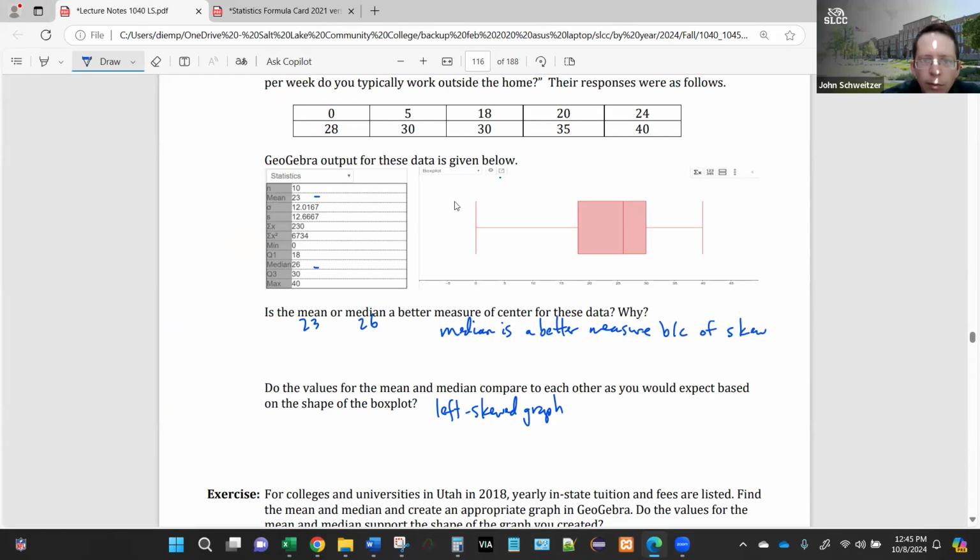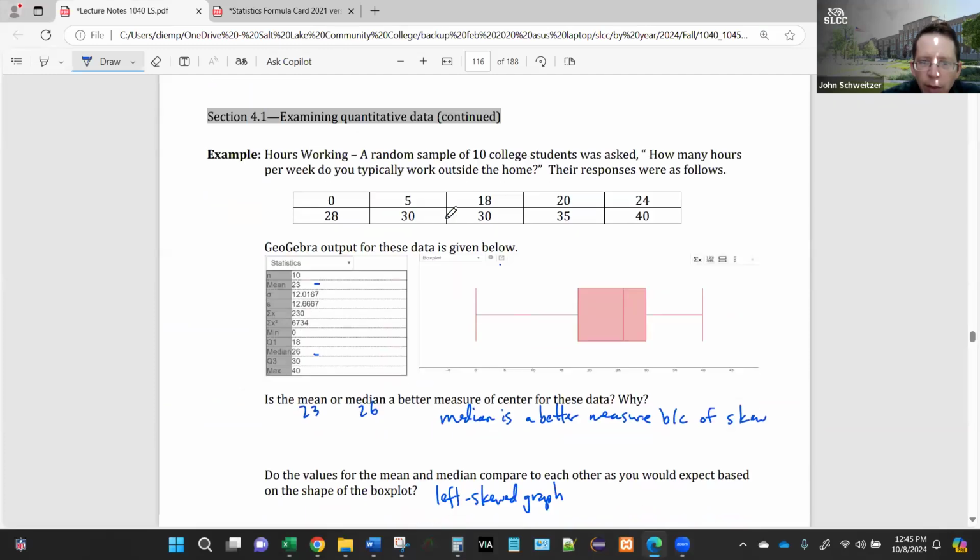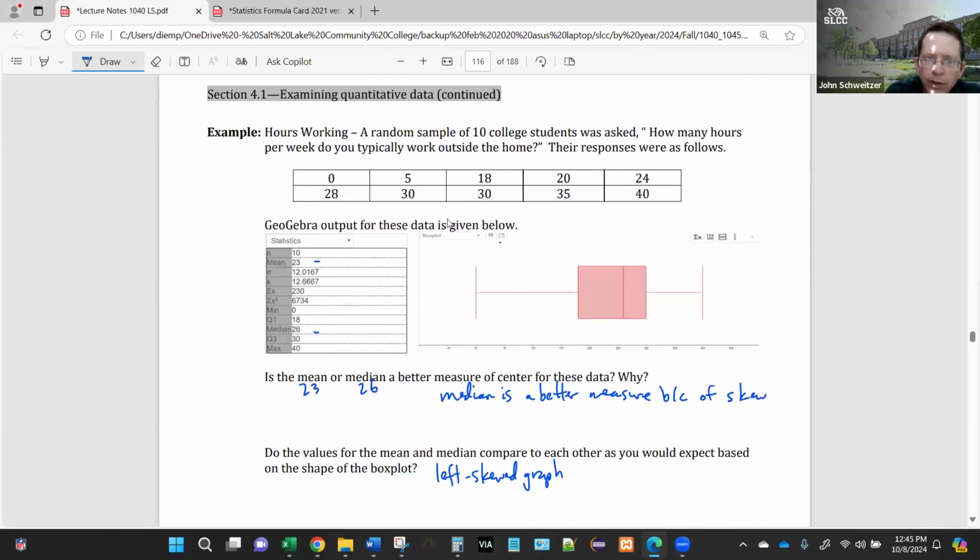You know, there are some students that aren't working at all, but almost all of these students are working at least like a half-time kind of job, right? So 26 to me just sounds like it captures the middle of the distribution a little bit better. Okay, so left skewed graph, this agrees with mean less than median.